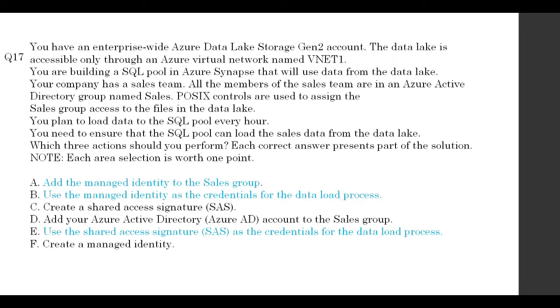Okay, so there is a set of options given over here, A to F, and you have to select three of them. Add the managed identity to the Sales group, that is the first option. Use the managed identity as a credential for the data load process. Use the shared access signature as a credential for the data load process. So you need to ensure that the SQL pool can load the sales data from the data lake. Above, the set of requirements has been given, so you have to select A, B, E for meeting the requirements.